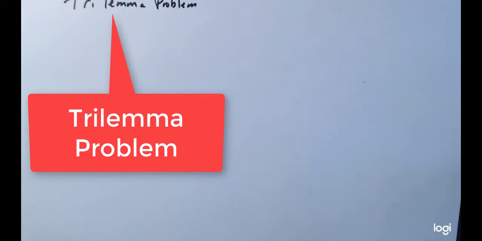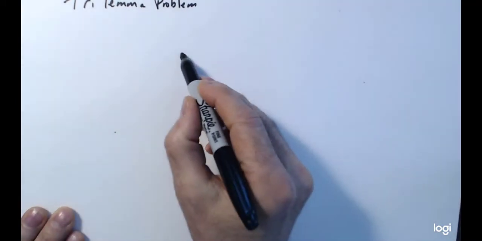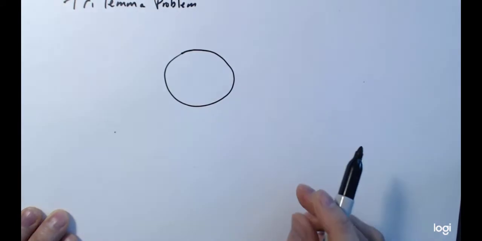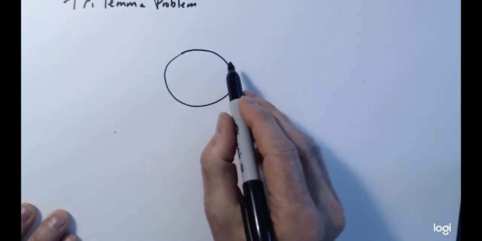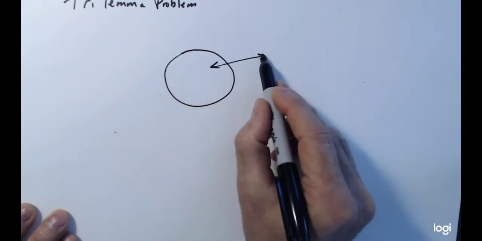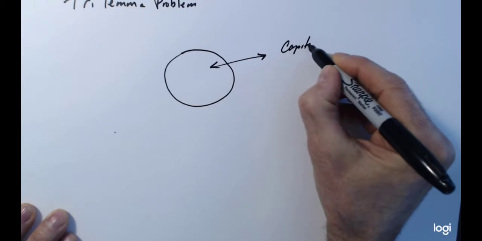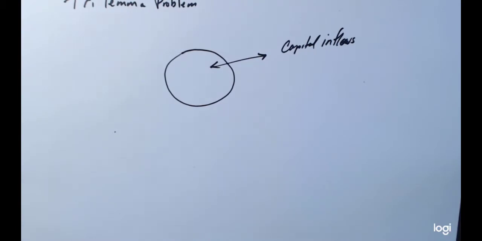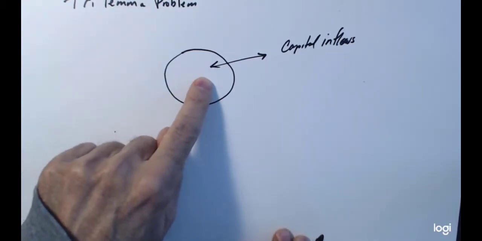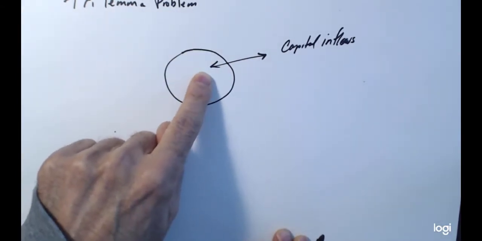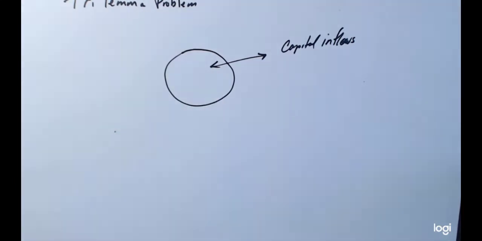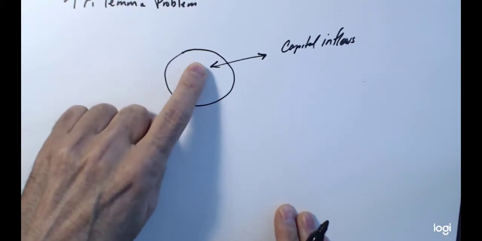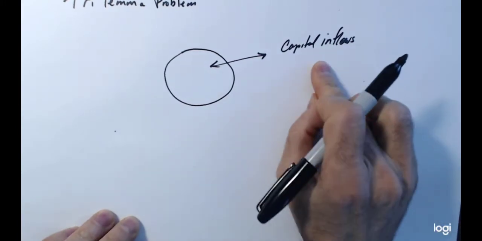Let me motivate the trilemma problem this way. Suppose you're a country, a small country, with countries around you, and let's say you're not doing too well. What you want is capital inflows, meaning you want foreign countries to invest in your country. You'd love to have a car manufacturer come in and put up a gigantic facility. Your population would go to work and probably get good wages out of it. So capital inflows can do a country really good.